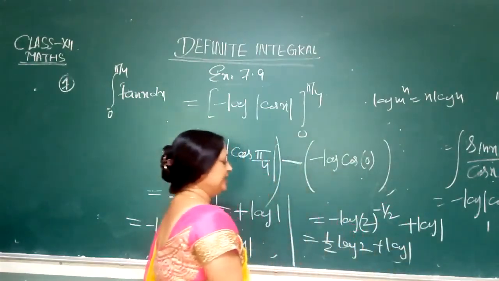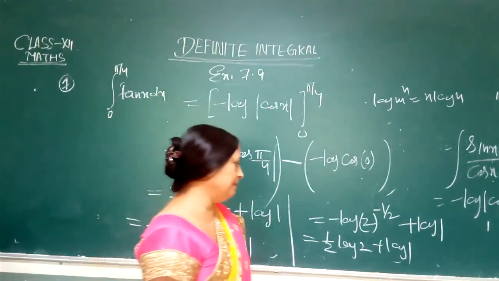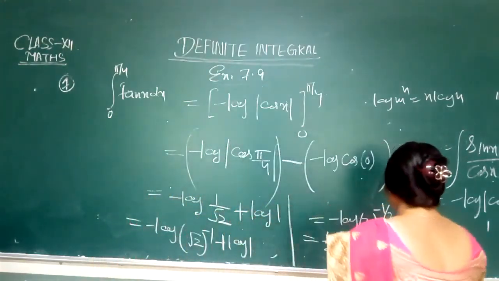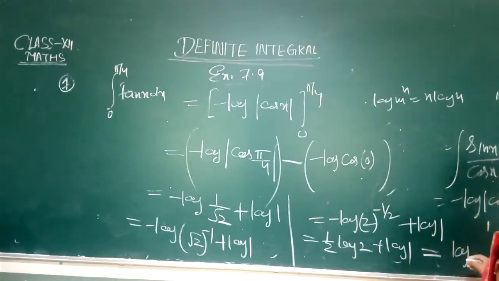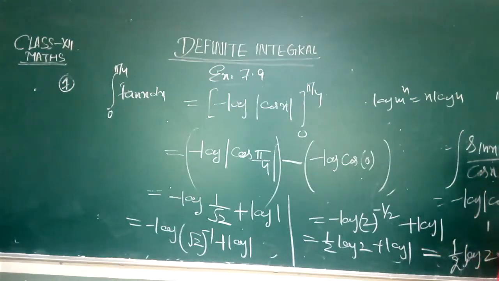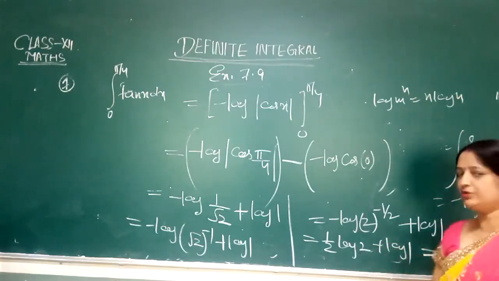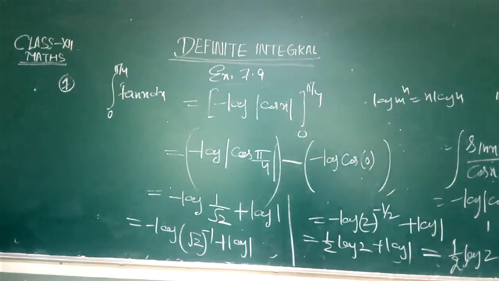So after that we can write this log m plus log n. What is log m plus log n? That is log m into n. So log of 1 by 2 and log 1 is 0 here. So what is the answer? 1 by 2 log 2. No need to apply the log m into n because the value of log 1 is 0. So what is the answer? Answer is half log 2.